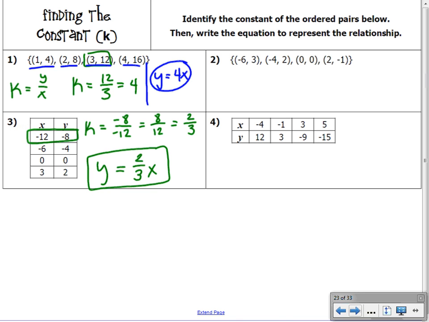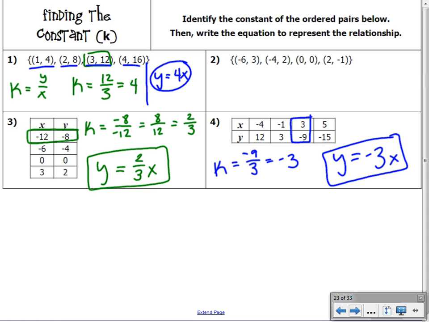And let's do number 4 as well. Let's pick any point here. Okay, let's pick 3, -9. So if I do k equals y over x, we get -3. And if k is negative 3, then my equation is y equals negative 3x. And remember, this is just the equation that's representing the pattern that's found in this relationship.